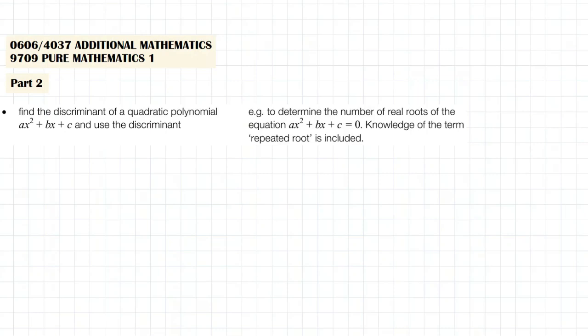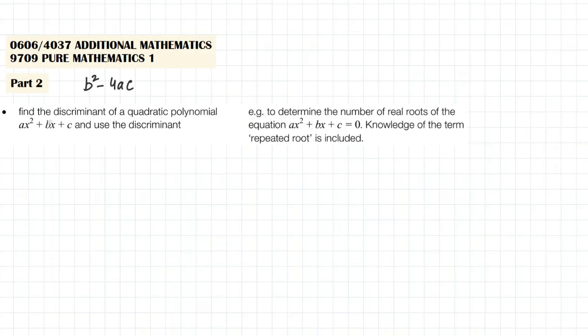This is part 2 of the discriminant lesson. B squared minus 4ac is known as a discriminant, and it helps us find the nature of roots of a quadratic equation. This course covers additional mathematics as well as A-level pure mathematics 1. So this is the subject criteria.